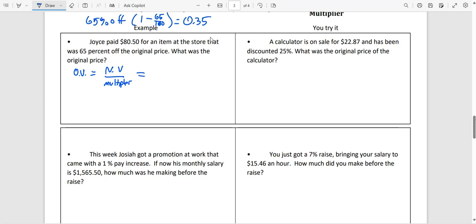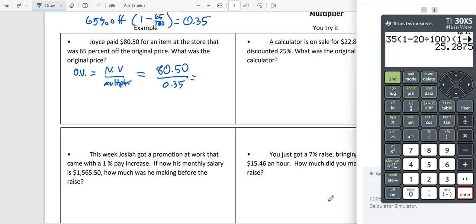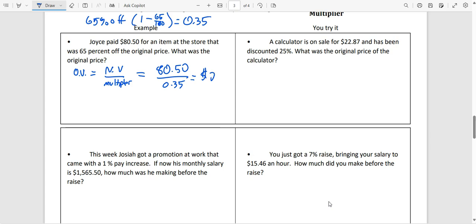So we can just take the new value and divide it by 0.35 and get the original value. $230. And because this is money, we could also give it 0 pennies as well. I would take either one.